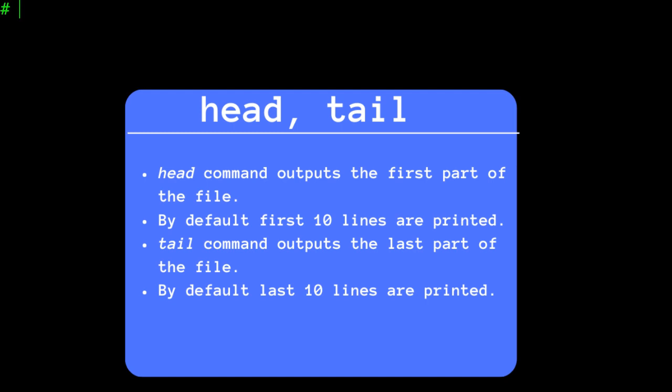Next is head command. Head command prints first part of a file. By default, head command prints first 10 lines of a file. Let's see that with the help of an example. I have a file sample.txt with some numbers. If I execute head command with head space filename.txt, first 10 lines of the file will be printed. These are 1, 2, 3 up to 10.